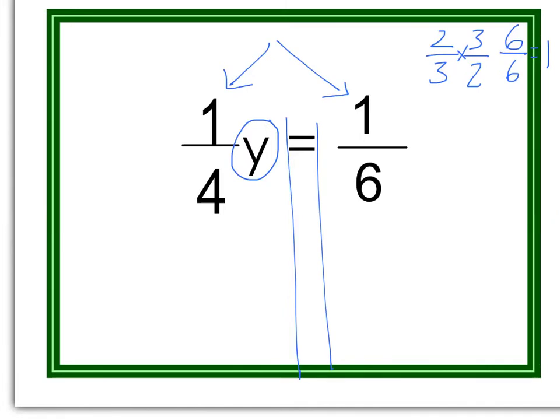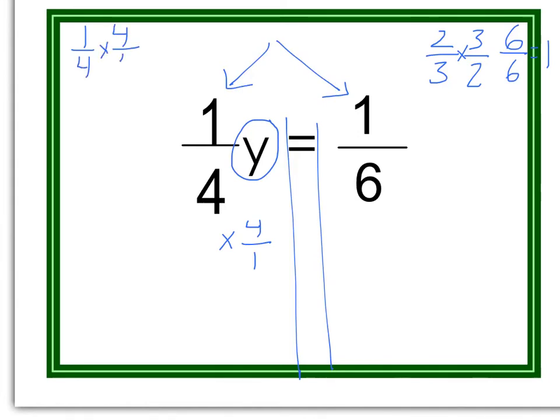To get rid of 1/4 being multiplied times y, I'm going to do the opposite, which is dividing. We haven't divided yet, but I will tell you it's as simple as this. You're going to multiply by the reciprocal. So I'm going to take 1/4 and I'm going to multiply it by 4 over 1. Notice if I do that, and I'm not actually going to do this every time.